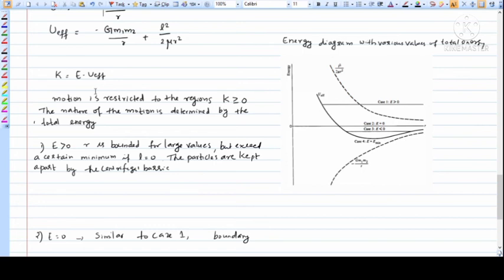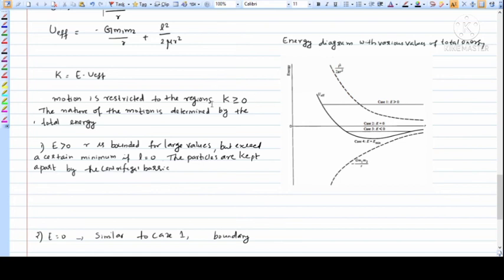This is the force of interaction, or the situation of planets. When two planets are in motion, we can reduce the two-body problem to a one-body problem like this. K is equal to E minus U effective, and K must have a positive or zero value. Motion is restricted to the regions where K is greater than or equal to 0.